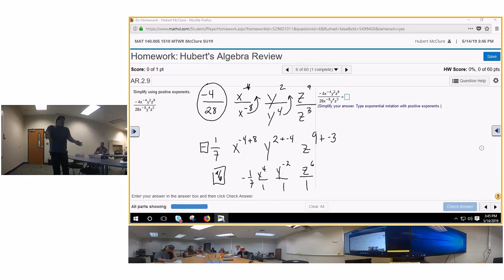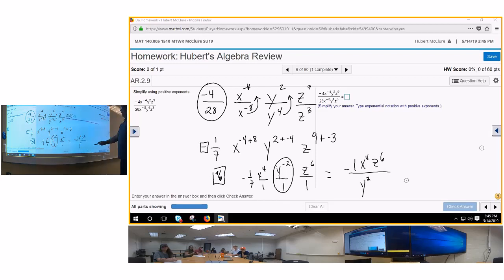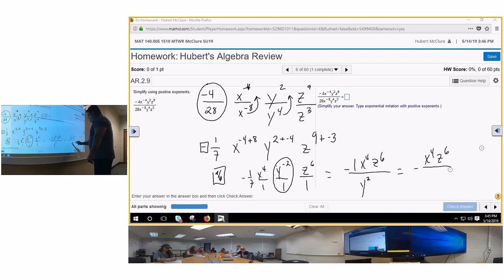I don't know where you're from or anything, but in the United States, we make the negative exponents what? Positive. So that means you're going to flip this using the inverse rule. So that's going to be negative 1 times x to the 4th times z to the 6th. And what's going to happen to that y to the negative 2? It's going to come downstairs and become a positive 2. And therefore, your final answer is going to be negative x to the 4th, z to the 6th over y to the 2nd.